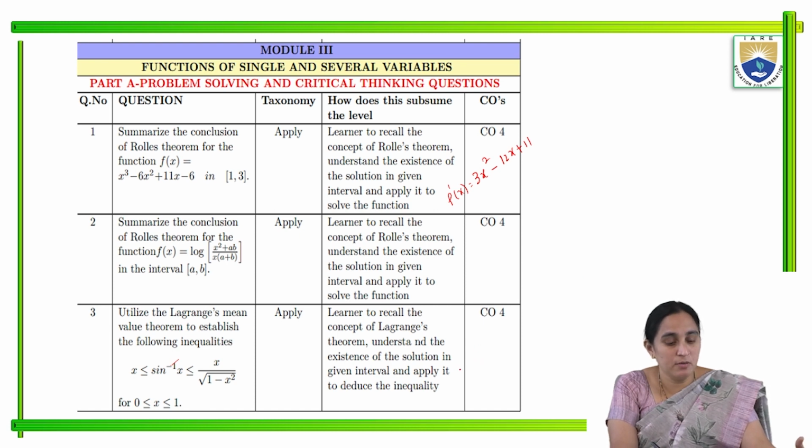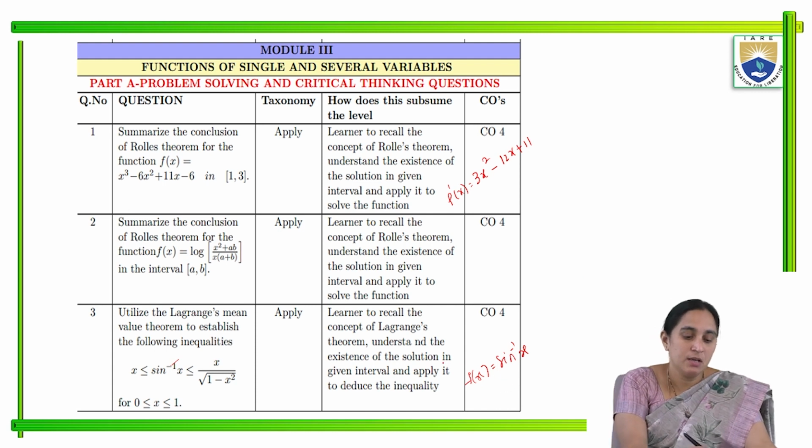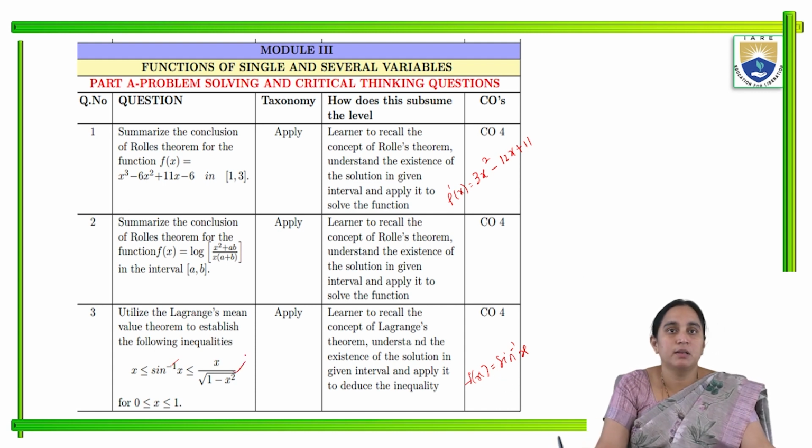For that, first of all, we have to consider the function f of x is equal to sine inverse x. For this, we have to verify each and every condition from the following theorem, and after that, we can get the equality x less than or equal to sine inverse x less than or equal to x by root 1 minus x square. Each and every theorem and the related problems are explained in the previous concepts. Okay, go through that. Each and every answer is there in the previous classes.